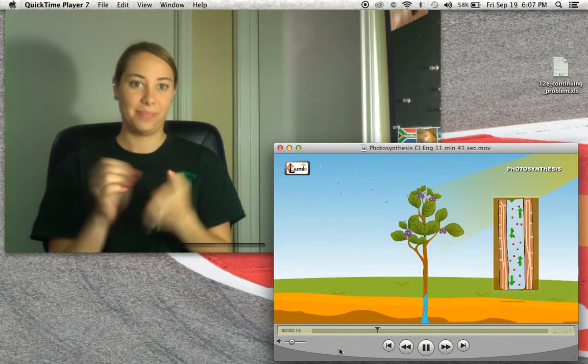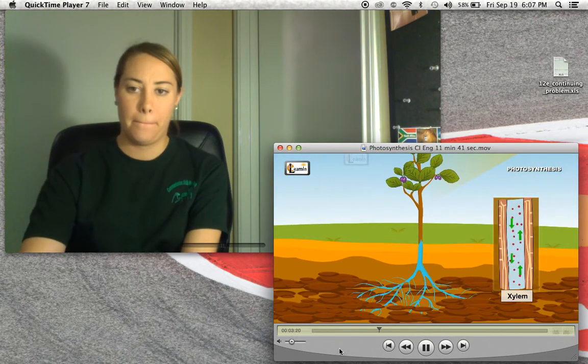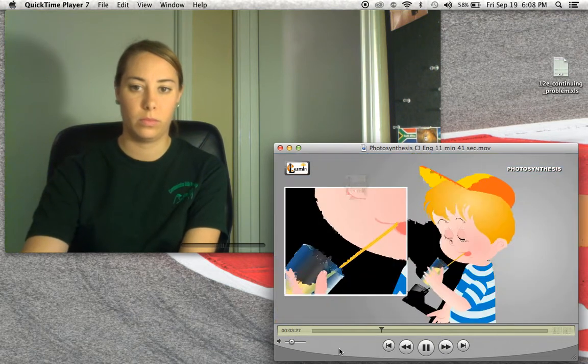Plants have tubes called xylem located in the stems through which the water from the ground is sucked into the leaves. This system works similar to humans sucking liquids through a straw.